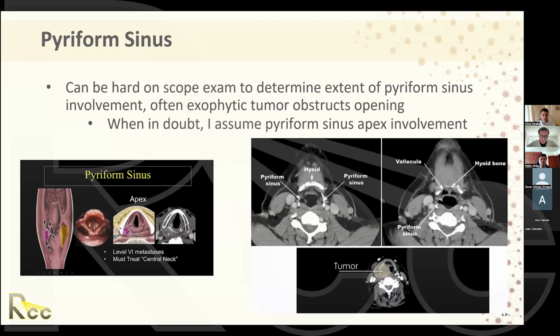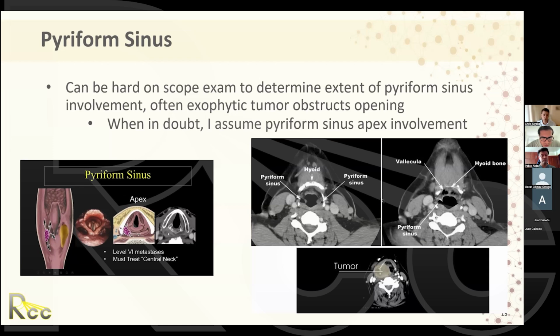As I've touched on a couple of times, when in doubt, I think it's appropriate to cover level 6. It can be quite challenging on scope exams and imaging review to assess if the apex is involved versus just the piriform sinus. Often these tumors are fairly locally advanced and you can feel pretty confident that it likely is. This is a great opportunity to take a multidisciplinary approach and discuss with the head and neck surgeon as well, who would have gotten the biopsy.